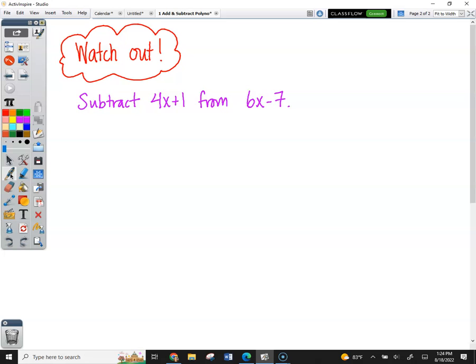This is not going to happen today, but if we do a Delta Math assignment, it could happen, or it could end up on our test, which is next week, by the way. Subtract 4x plus 1 from 6x minus 7. So it sounds like a basic subtraction problem, right? The problem is this. This is tricky. Let's write that. This is tricky.